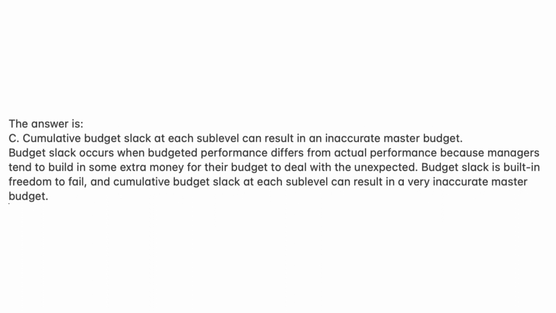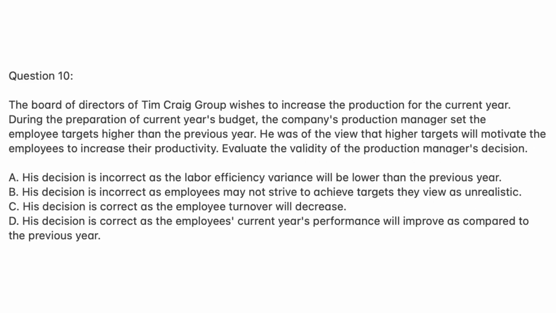Budget slack occurs when budgeted performance differs from actual performance because managers tend to build in some extra money for their budget to deal with the unexpected. Budget slack is built-in freedom to fail, and cumulative budget slack at each sublevel can result in a very inaccurate master budget.